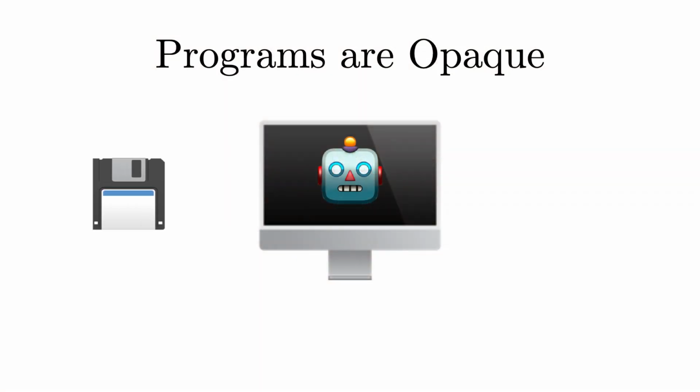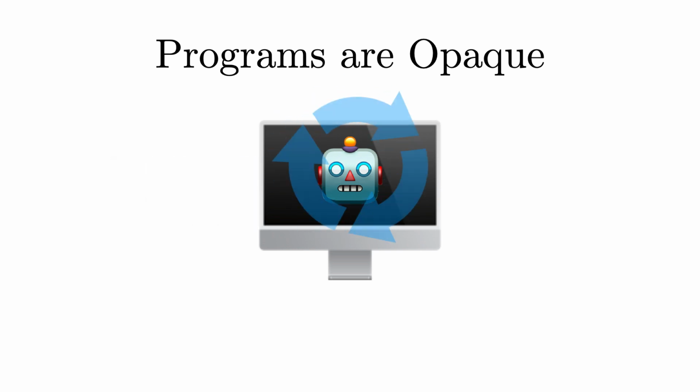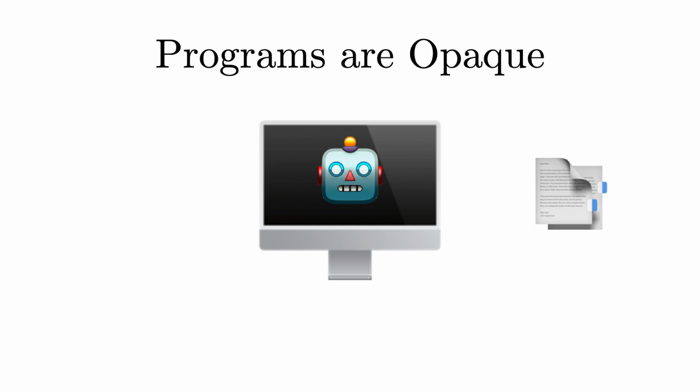Programs are complex and opaque. They operate on inputs, perform some computations, and produce an output. But being able to introspect exactly how that input flows through the program and how it affects the output is a very difficult problem and largely unknown.